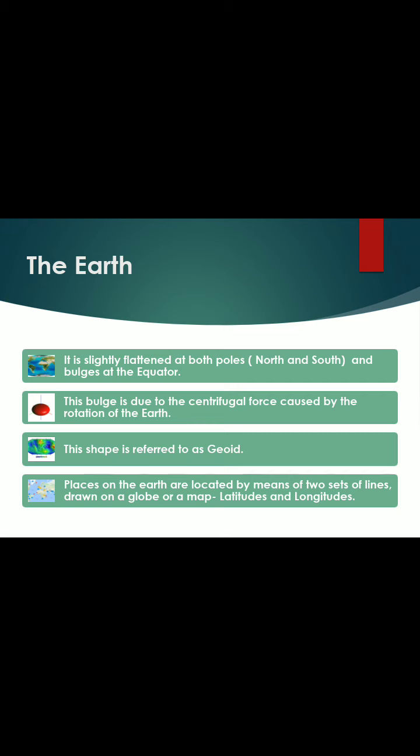That shape is known as the geoid. And the places on the earth are located by means of two sets of lines drawn on a globe or a map, that is latitudes and longitudes.